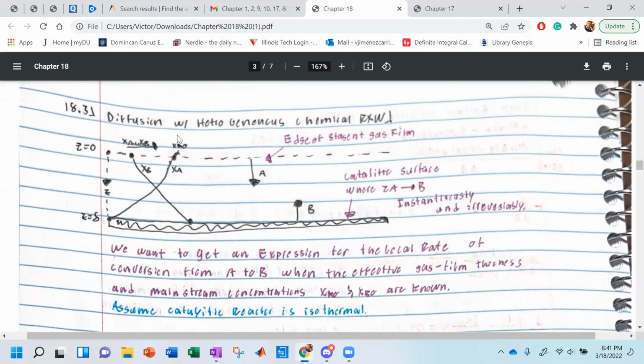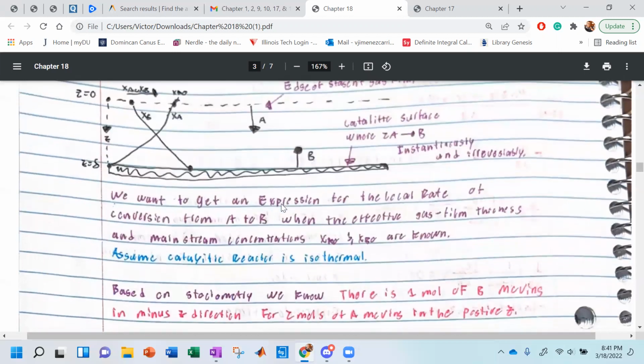You have XA and XB going through the surface. At the top, you have XB0. At the bottom, you have XB2. At the top, you have XA0. At the bottom, you have XA2. We want to get an expression for the local rate of conversion from A to B with the effective gas film thickness and maintain concentrations of XA naught and XB naught that are known. We're going to assume this is a catalytic reactor and it's isothermal.